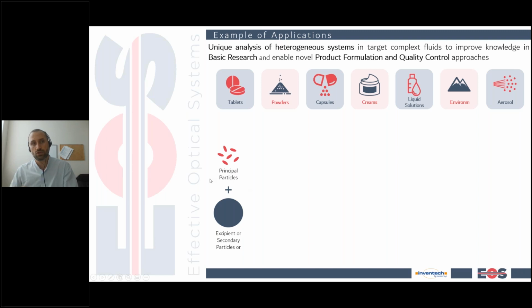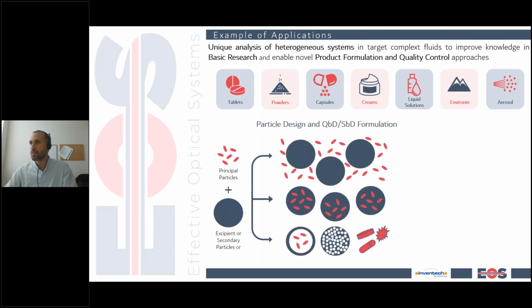We have to focus on this typical problem. We have a formulation, we have a mix of particles, and we want to characterize them. And we want to obtain information about the single population regardless of the complexity of the system. We don't want to have just general information. We want to be precise and accurate in the analysis of this kind of particles to improve the formulation, to improve the quality control, to speed up the research.